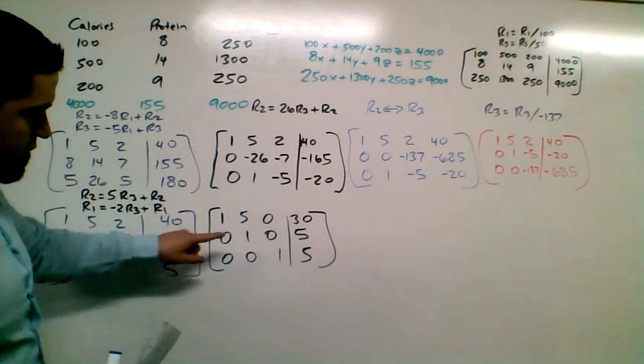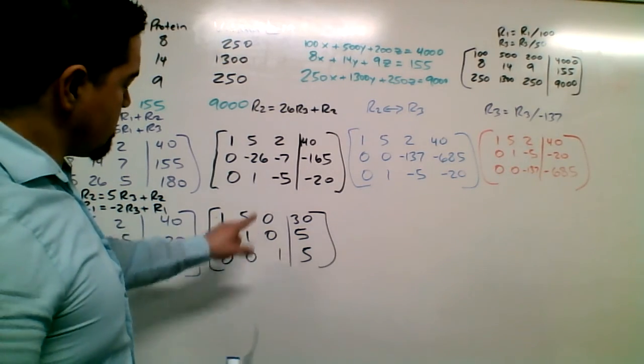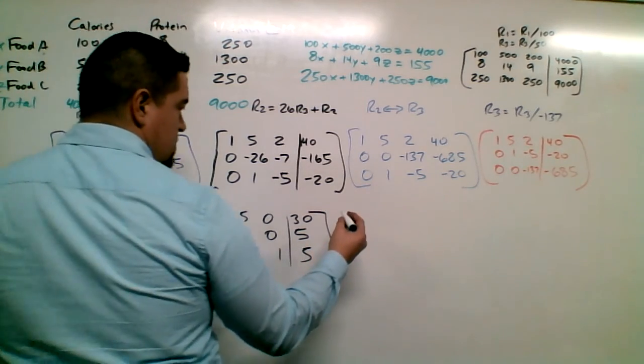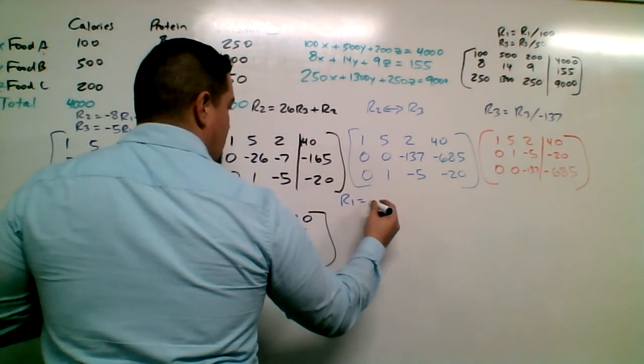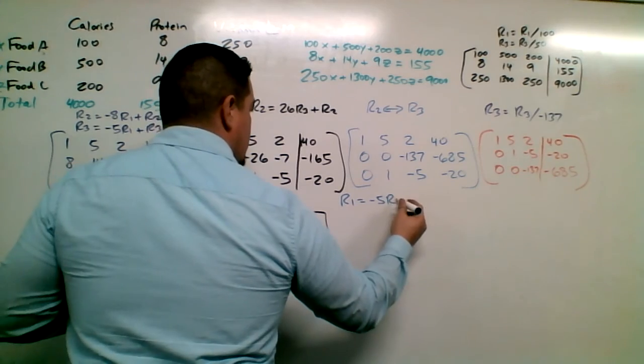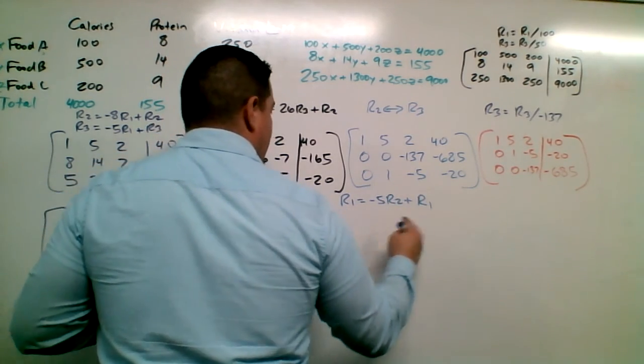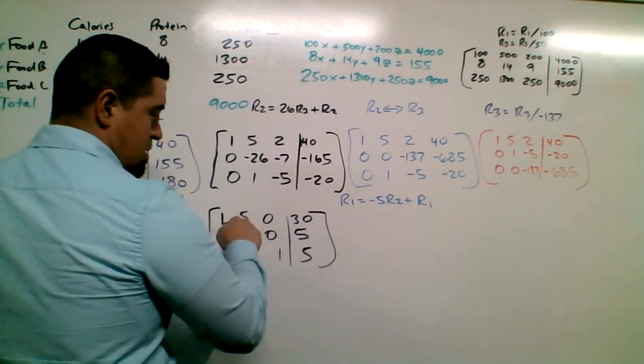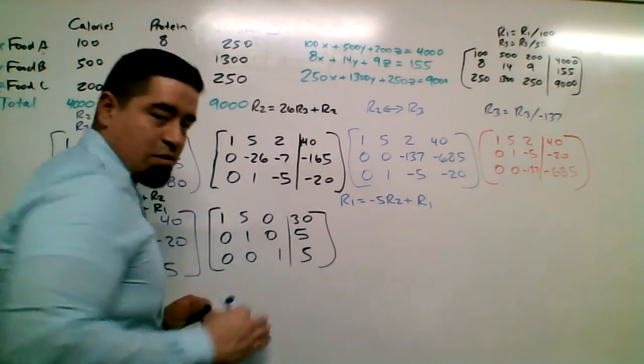Okay, so one more thing. We got our diagonal ones, we got zeros above. Now we just need to get rid of that 5 there, make it a 0. So I'm going to replace row 1 with negative 5 times row 2 plus row 1. That's going to give me negative 5 times 1 is negative 5 plus 5 is 0, which will clear that out. So we'll do that operation.